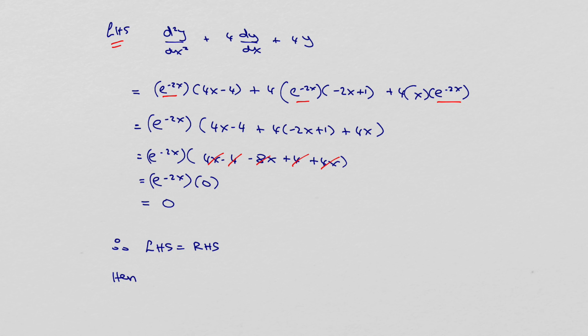And of course, in any proof, show, or investigate, we have to always have a conclusion. And our conclusion is the original statement that the second derivative plus 4 times the first derivative plus 4 times the original function is, in fact, equal to 0.